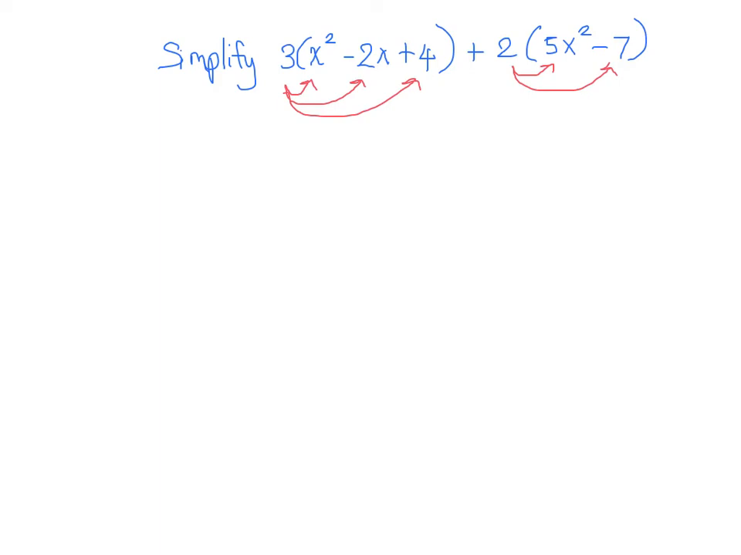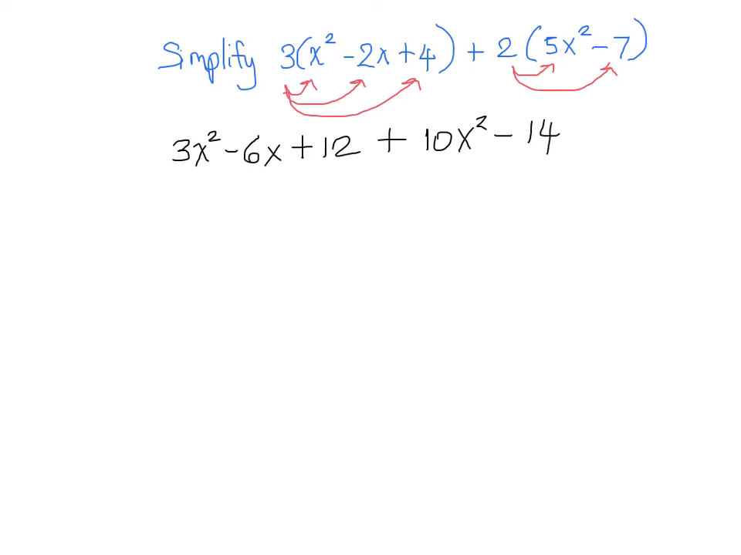On the left side, 3 times x squared is 3x squared, minus 3 times 2x gives us 6x, and 3 times 4 gives us 12, plus 2 times 5x squared gives us 10x squared, and 2 times negative 7 gives us minus 14.